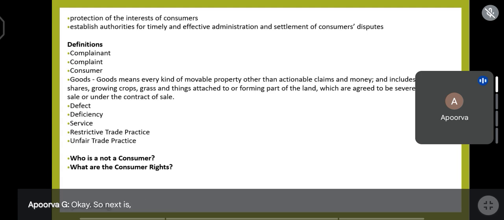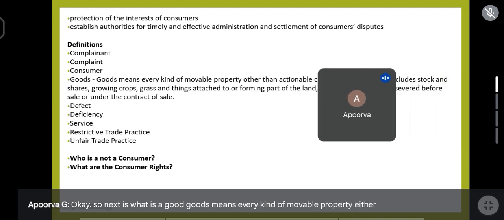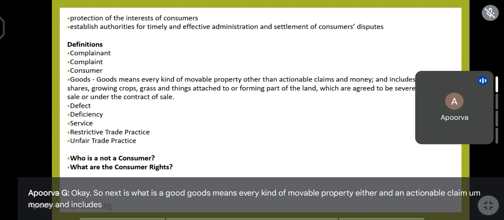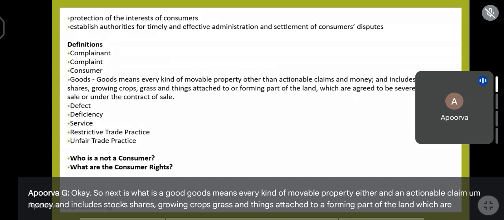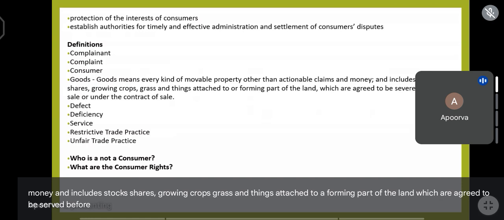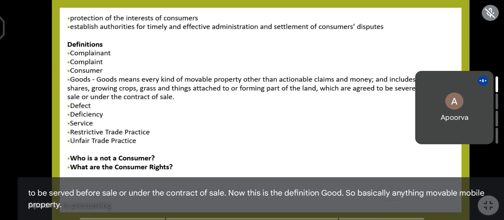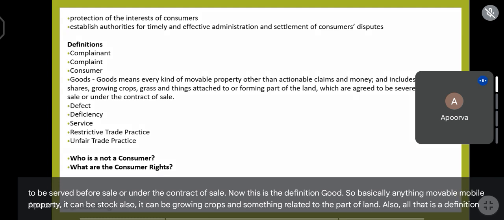Next is what is a goods. Goods means every kind of movable property, either in an actionable claim, money, and includes stock, shares, growing crops, grass, and things attached to or forming part of the land, which are agreed to be severed before sale or under the contract of sale. Now, this is the definition of goods. So, basically, anything movable property. It can be stock also. It can be growing crops and something related to the part of land also. Now, all that is a definition of goods.